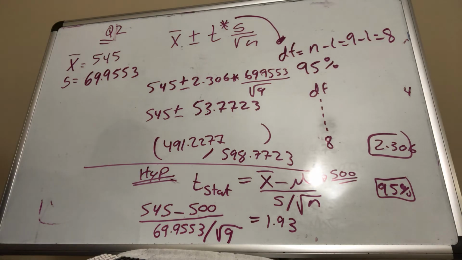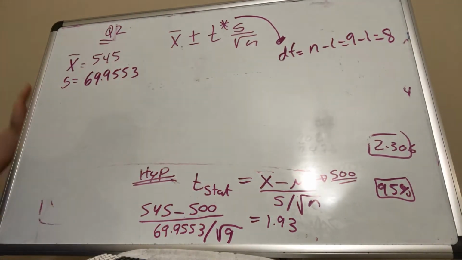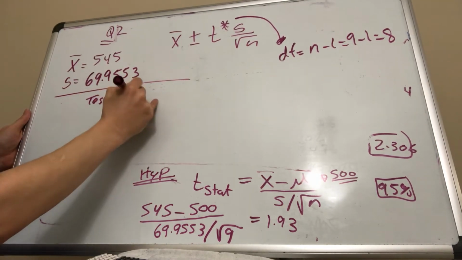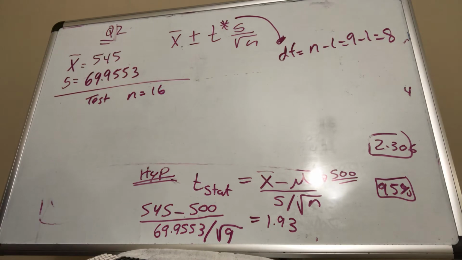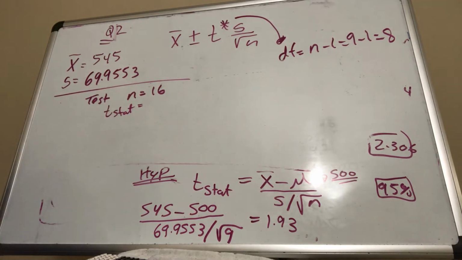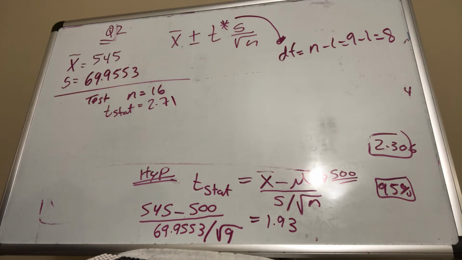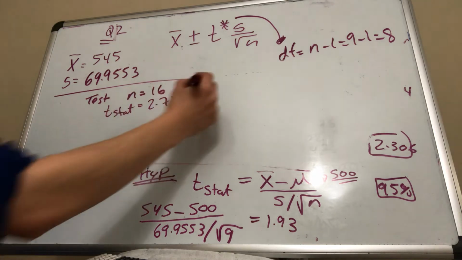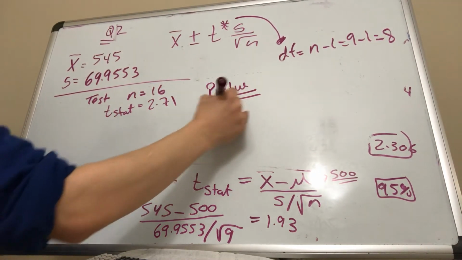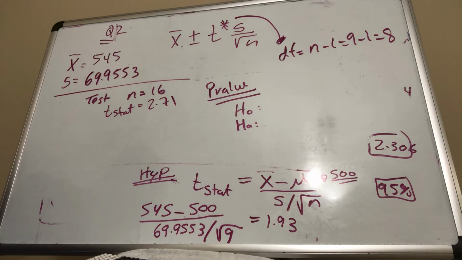I'm gonna erase this, or some of it at least. Yeah, here. They tell you there was a test done on a sample of 16, provided a t-stat or t-statistic of 2.71, and they want you to test this. What's the p-value? The question is the p-value for this hypothesis. Rent not equal 500.